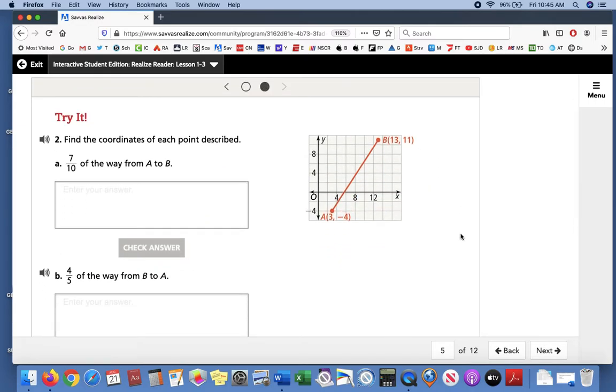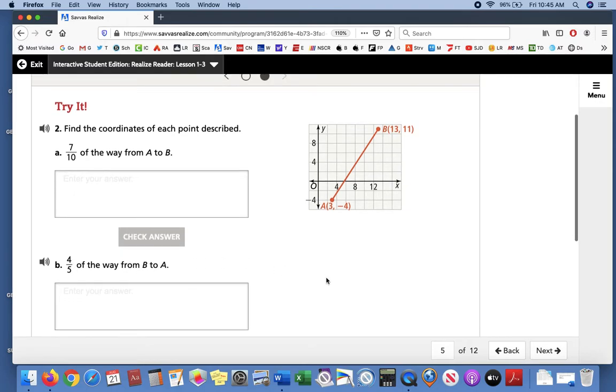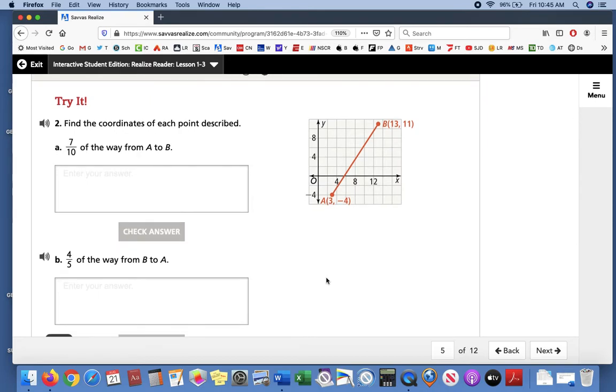This time they want us to find the coordinates that's 7/10 of the way from A to B, and for part B, 4/5 of the way from B to A. If you're comfortable, hit pause and go ahead and figure those out. If you're not so comfortable, maybe you can watch me do A, and then you can do B on your own.